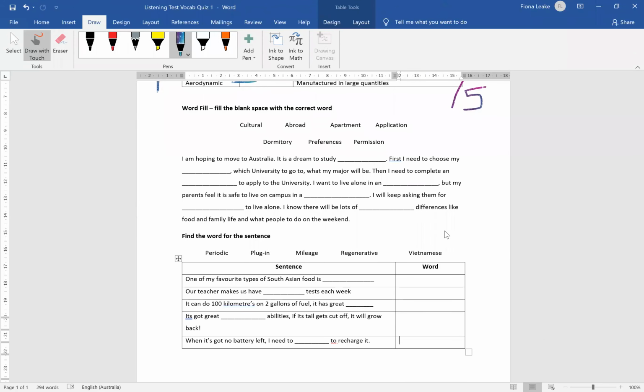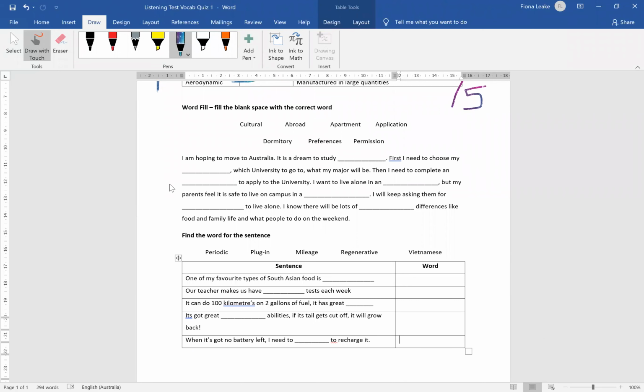Right. I'm hoping to move to Australia. It is a dream to study abroad. First, I need to choose my preferences. So what I want. So my preferences. So which university I want to go to is a preference. What major I will study would be a preference. Then I need to complete an application. So an application to apply to the university. I want to live alone in an apartment.